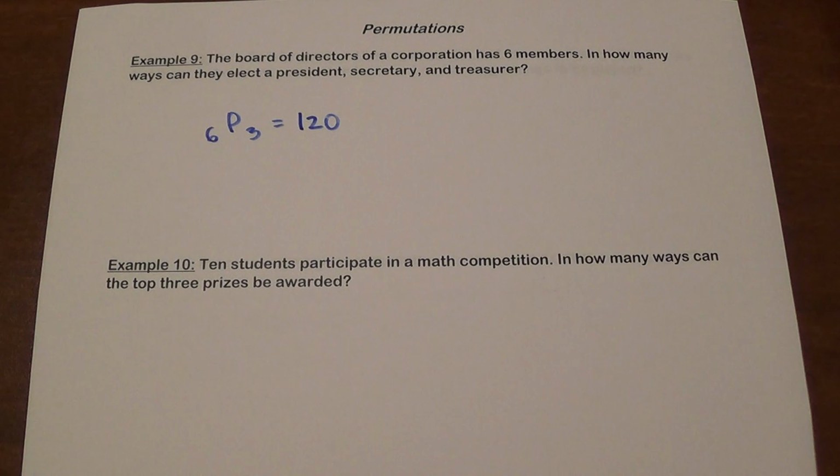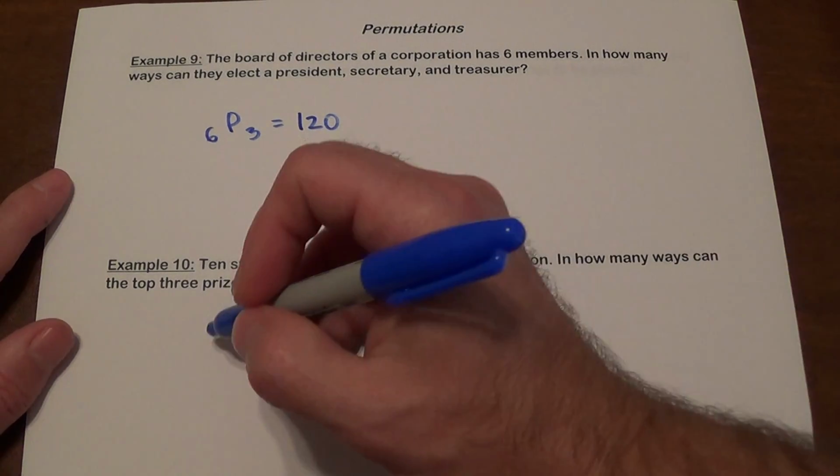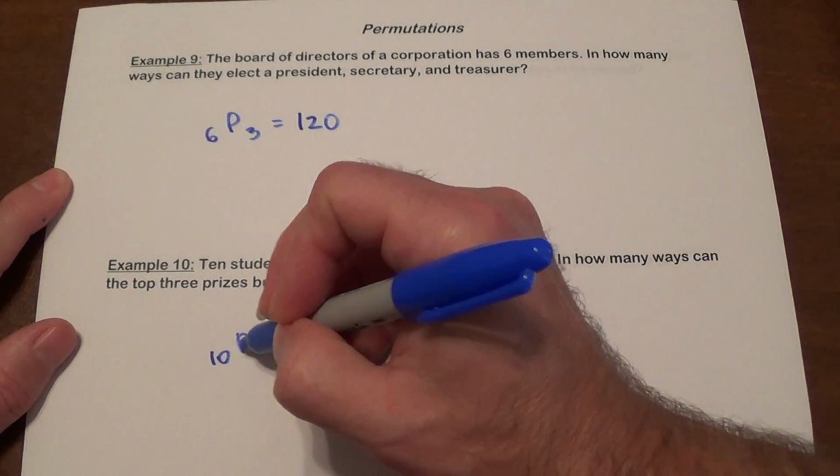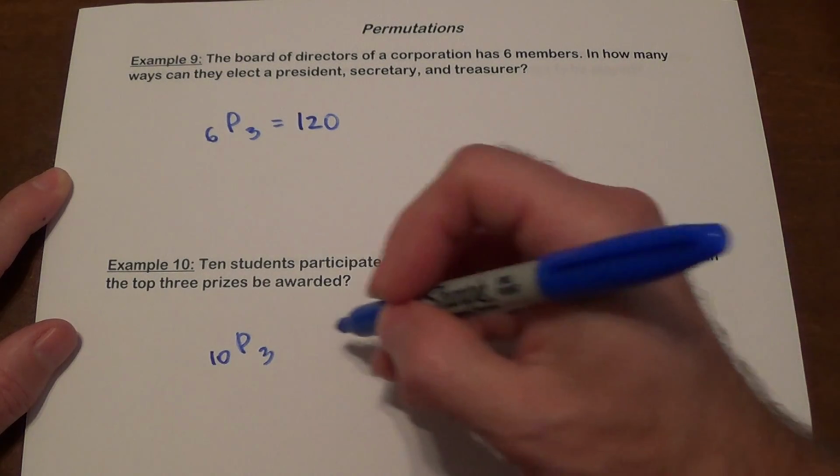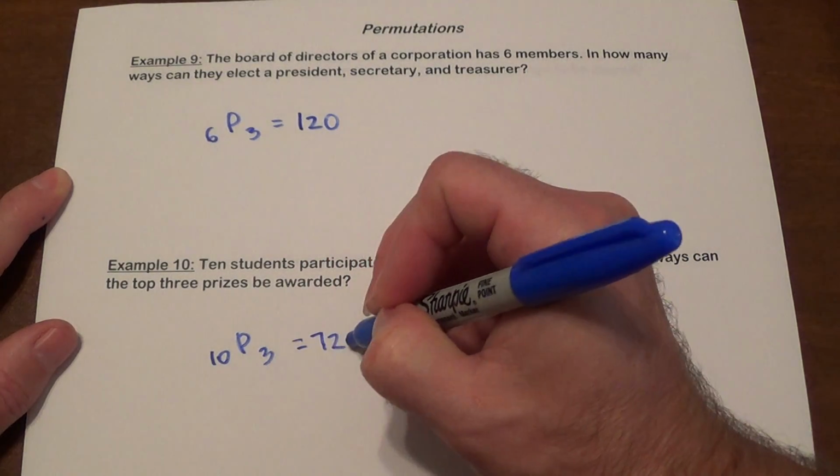10 students participate in the math competition. In how many ways can the top 3 prizes be awarded? So not only are we talking about 3 top students, but we're also going to award prizes differently, which means we have permutations. This problem is 10P3. So we do 10P3, and that's going to give us 720 different ways how this can be done.